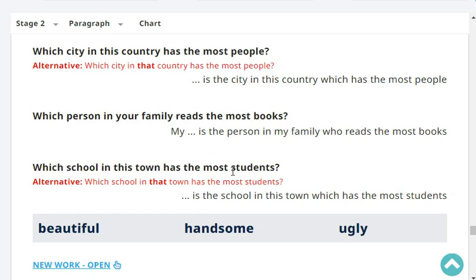Right? Which school in your town has the most students? ABC school is the school in my town which has the most students.